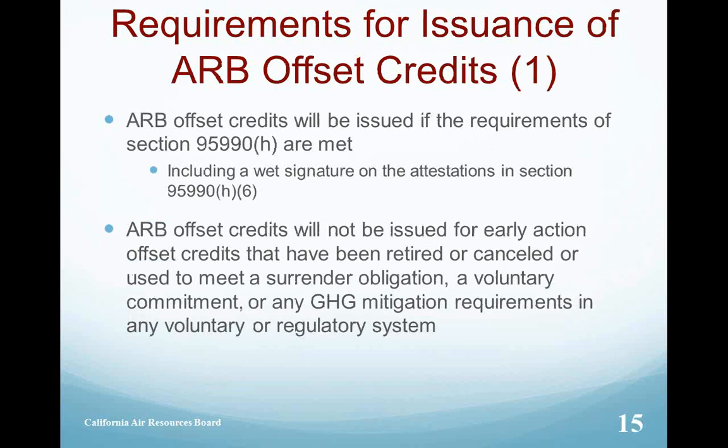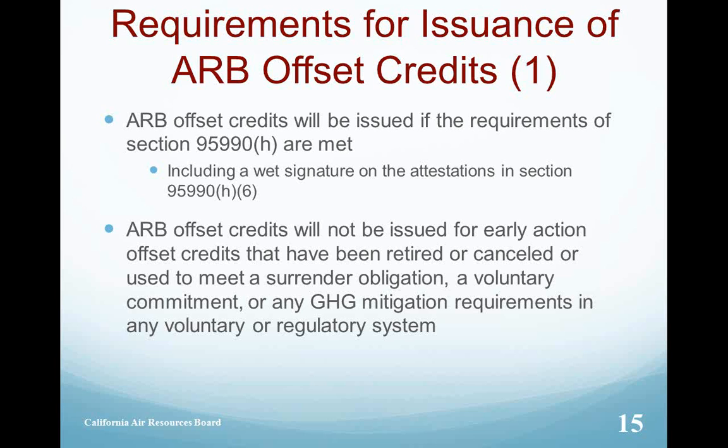So ARB offset credits will be issued if the requirements of Section 95990H are met, including a wet signature on the attestations in this section. So that means you'll be able to submit it electronically, and we can start processing the request for issuance, but credits cannot be issued until we have a hard copy with a wet signature, FedEx or mail to ARB. ARB offset credits will not be issued for early action offset credits that have been retired, canceled, or used to meet a surrender obligation, a voluntary commitment, or any GHG mitigation requirements in any voluntary or regulatory system.